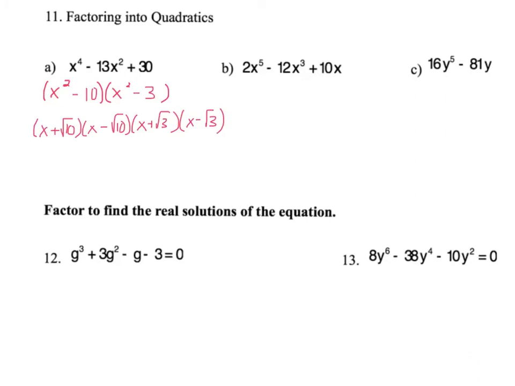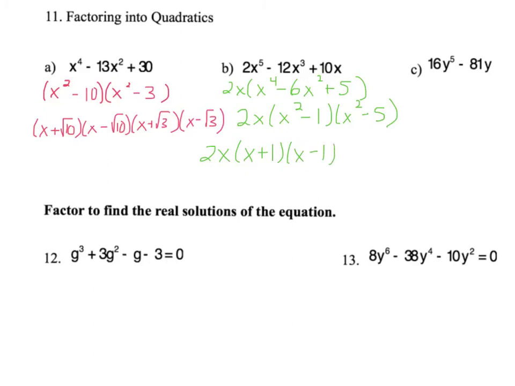For part B, we want to first factor out a 2x, and then we'll have an x to the 4th minus 6x squared plus 5. Then we want to see if we could factor that more, and we can. We can factor that into x squared minus 1 and x squared minus 5. And we can factor x squared minus 1 into x plus 1, x minus 1. And then if you would like, you can factor x squared minus 5 to x plus root 5 and x minus root 5.